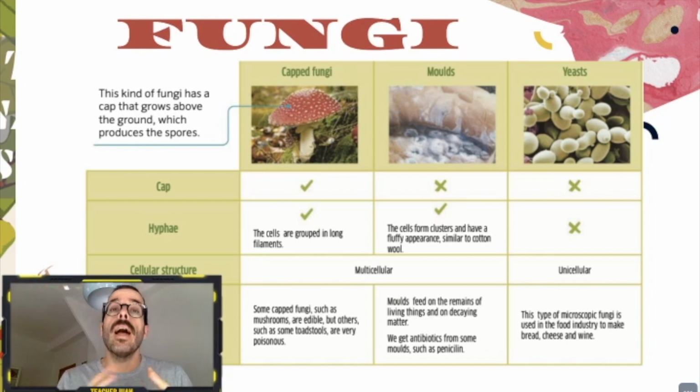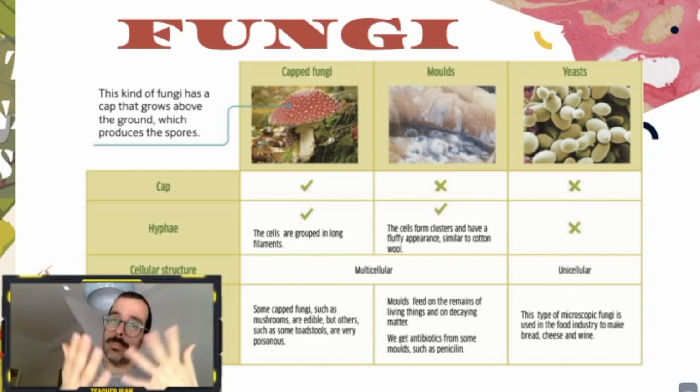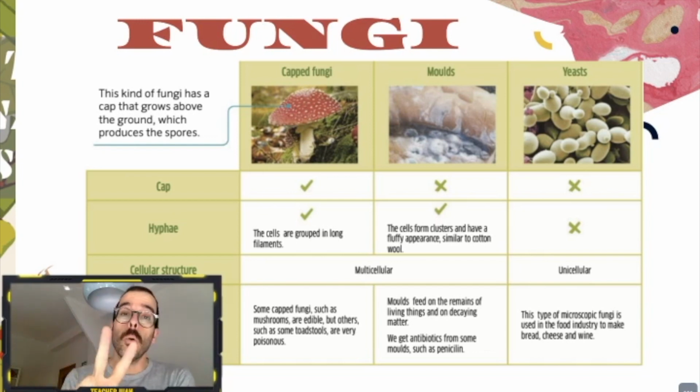The molds have these filaments too, but their appearance is totally different, okay? In the molds, they form a type of cotton, something very soft. You know how a mold is. Ya sabéis cómo son los mohos. Parecen de algodón, no? That's the form they have. And both capped fungi and molds are multicellular types of fungi. Both of them multicellular. And the only unicellular is the yeast, okay? Very good.